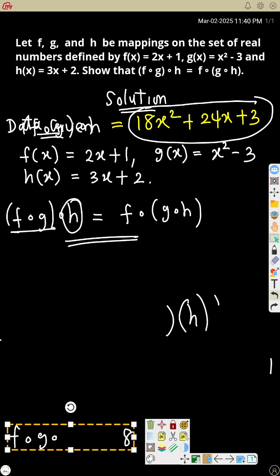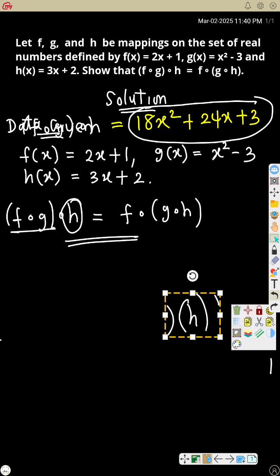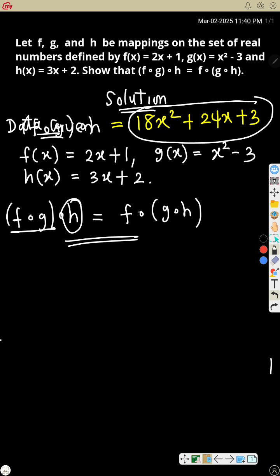So you can follow the steps. Likewise this one, you do g of h first, then the result of g of h will now enter f of x. That's what you are doing. So you always do what you have in the brackets first. So we have proved that.